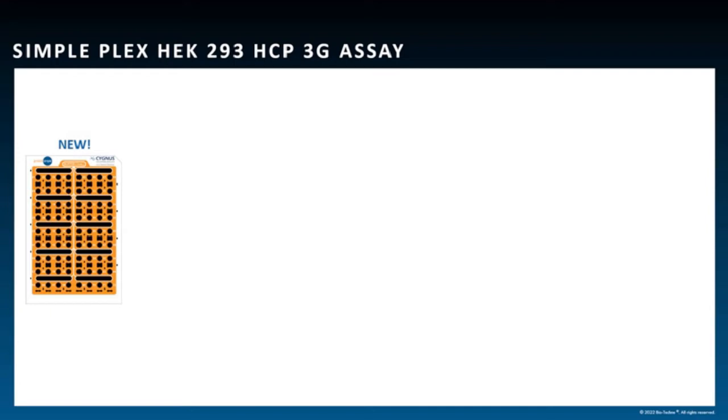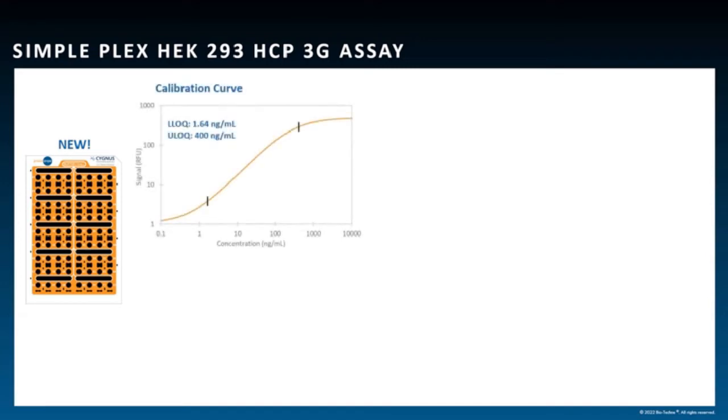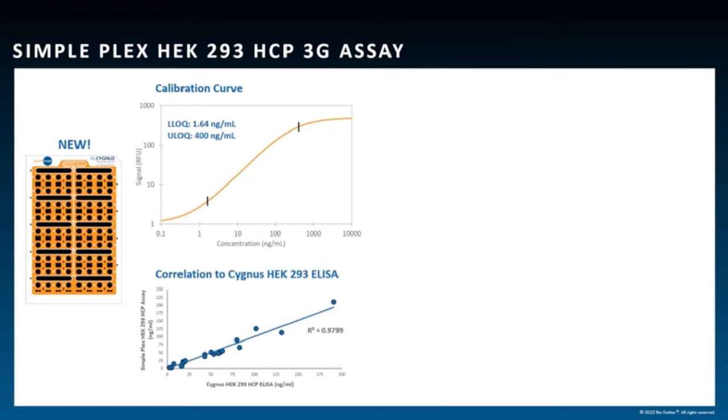Introducing the Simpleplex HEK293 HCP 3G assay. This assay features a 3-log dynamic range with an LLOQ of 1.64 nanograms per mL. The assay has excellent correlation to the Cygnus ELISA shown on the bottom left.